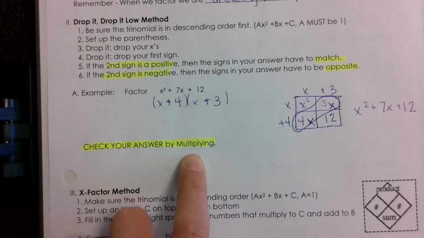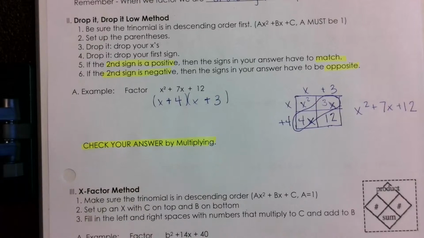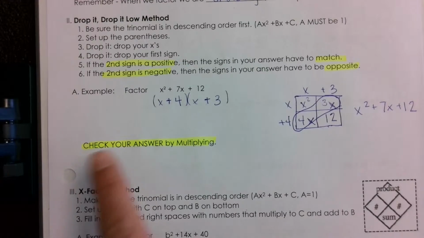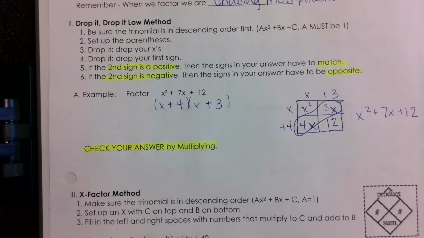Just multiply it all out, right? So this is always going to work. Multiplying it out will always work to check your answer or find the answer for you. Are we okay so far? Do we have any questions right now? All right. So that's like drop it low. That's what I like to do.